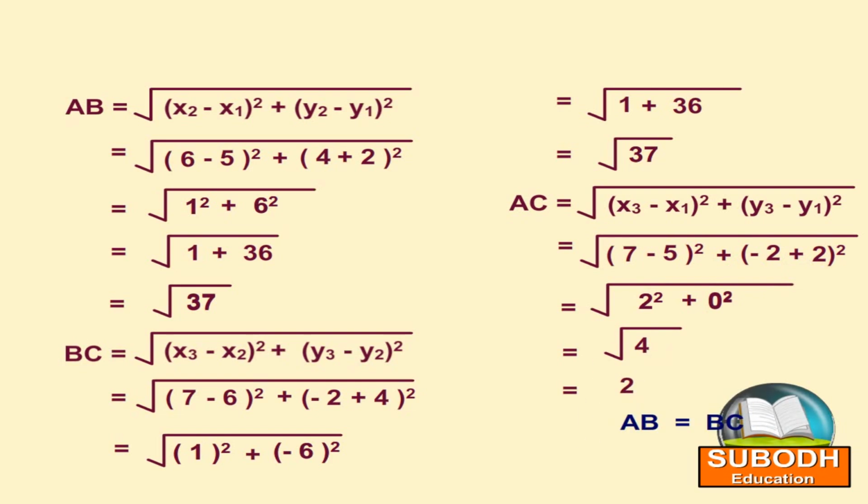Therefore, AB is equal to BC. Therefore, triangle ABC is an isosceles triangle.